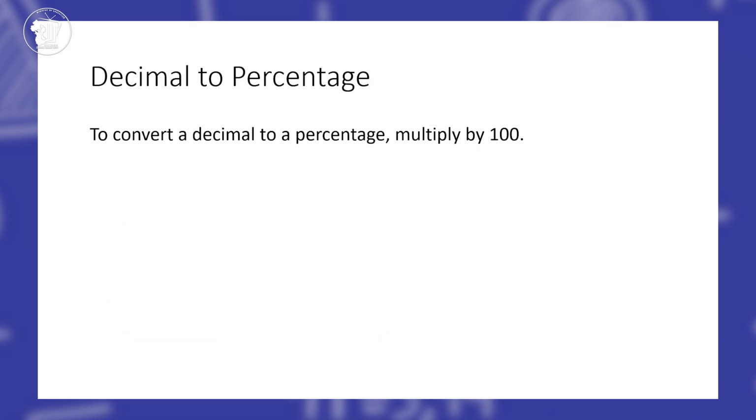Now we want to convert a decimal to a percentage. And this is a very simple process. To convert a decimal to a percentage, we simply multiply by 100. So let's say now we wanted to convert 0.22 to a percentage. We simply multiply this by 100. So 0.22 multiplied by 100 would simply give you, we move the decimal point 2 times to the right, this will simply give you 22%.